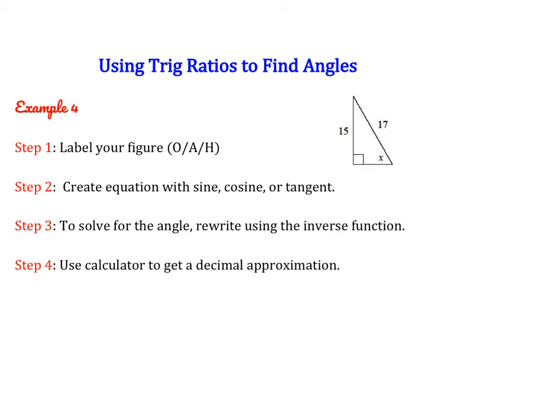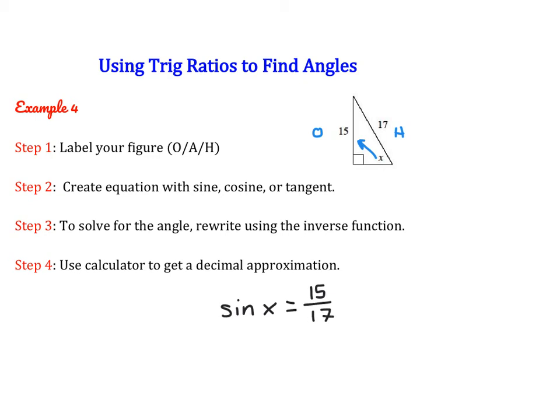So let's give it a try. When we are finding an angle of a right triangle, we're still going to start the same way. We're still going to label our triangle with opposite, adjacent, or hypotenuse. So in this problem, we're working with angle x. So I can see this is the opposite side, and this is our hypotenuse. So now we're going to create our equation, just like we did before. Since we have opposite and adjacent, I know that we're going to be working with sine. So we'll say sine of x equals 15 over 17, opposite over adjacent.